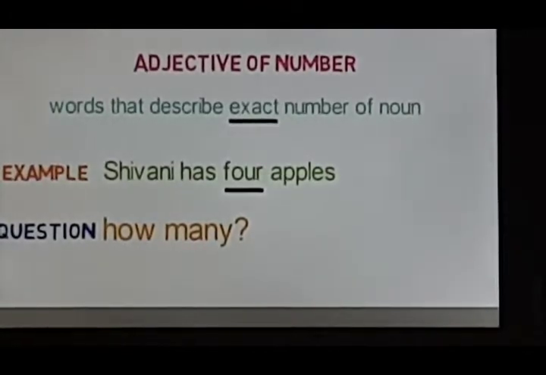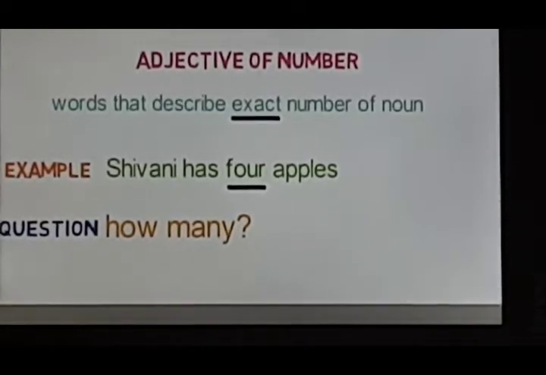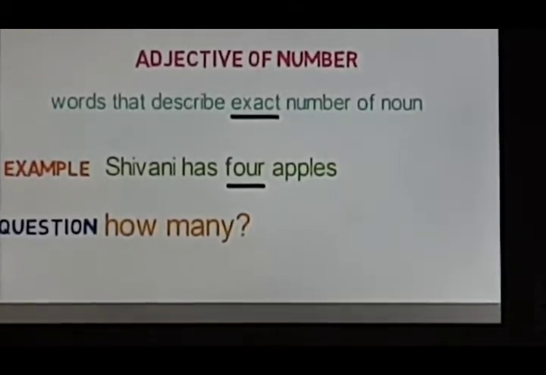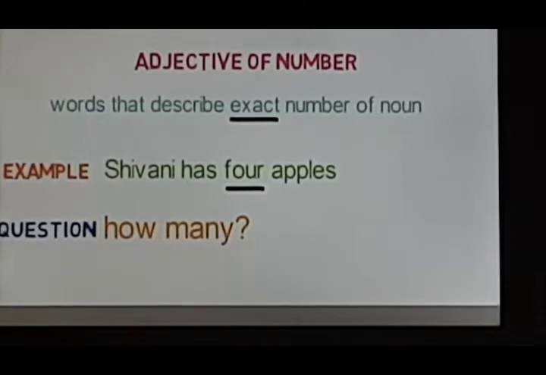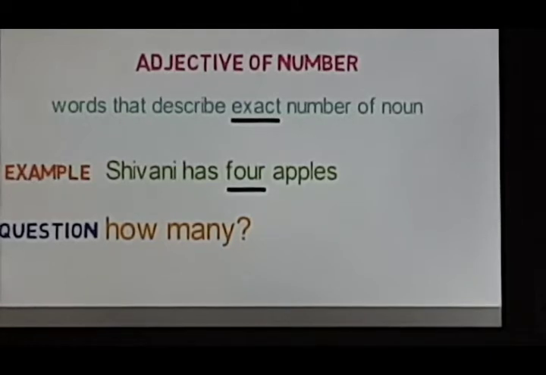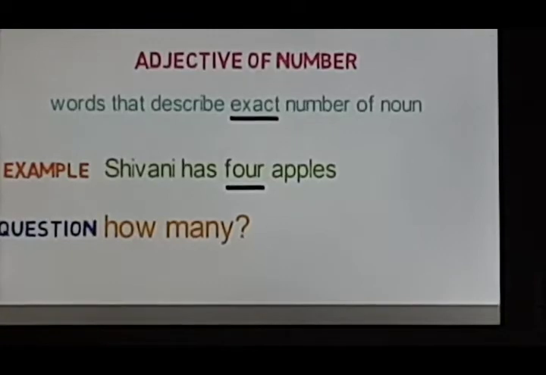Now coming to next kind, adjectives of number. Here we can take examples of countable numbers, where we can use words for exact numbers like 4, 5, 6, first, second. We can talk about the exact numbers and exact ranks by using words like 4, 5, 3, 2, then first, second. So we use these words for ordinal as well as cardinal numbers, and they answer the question how many. Like in the example, Shivani has 4 apples.